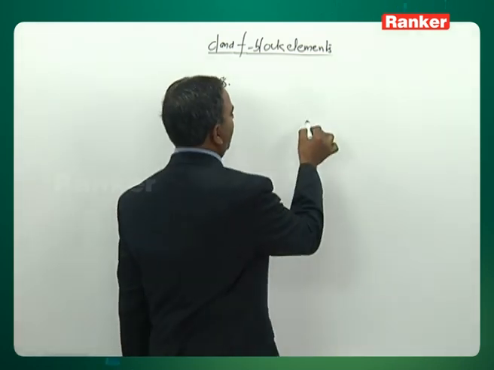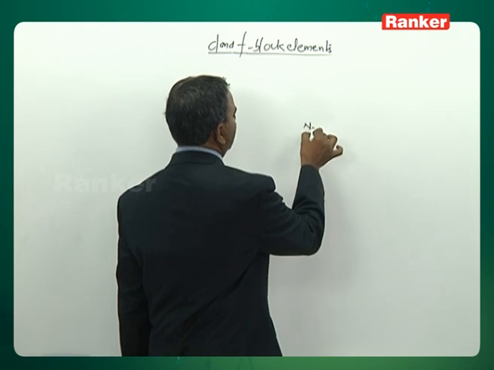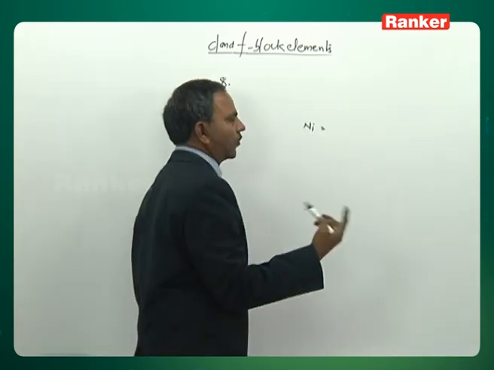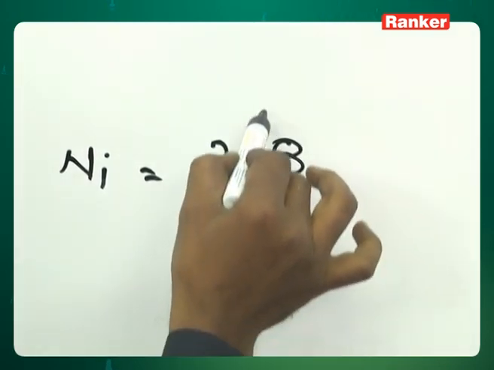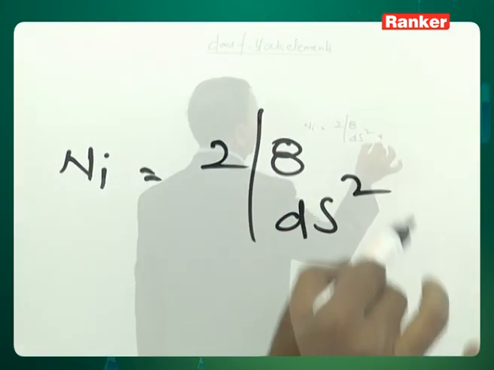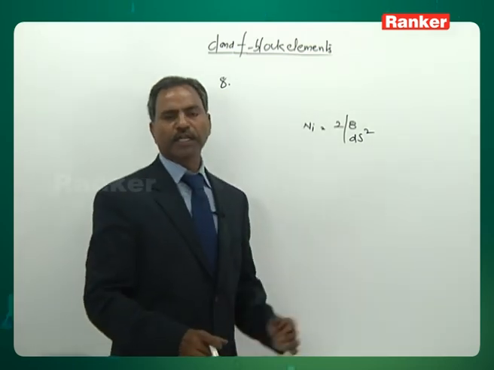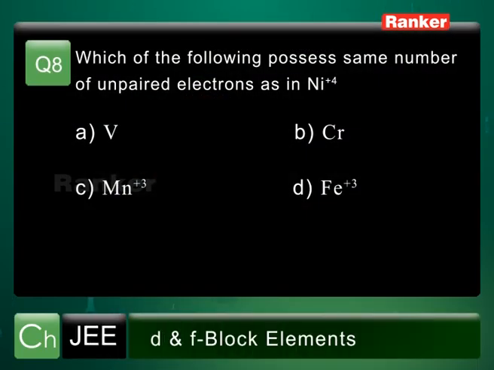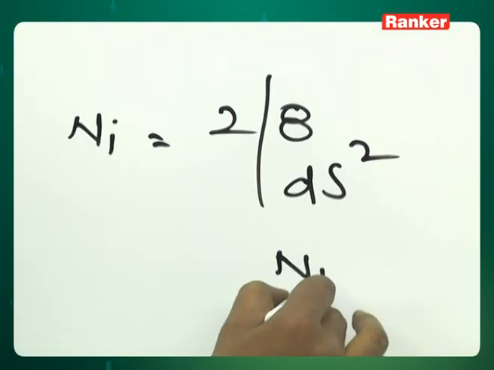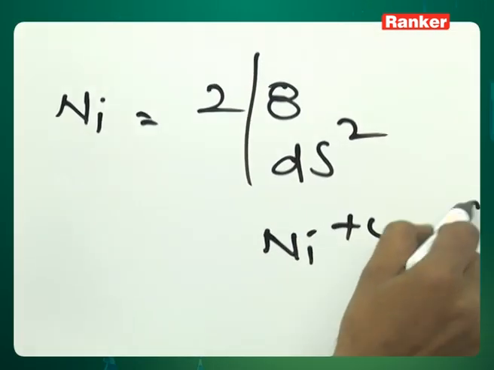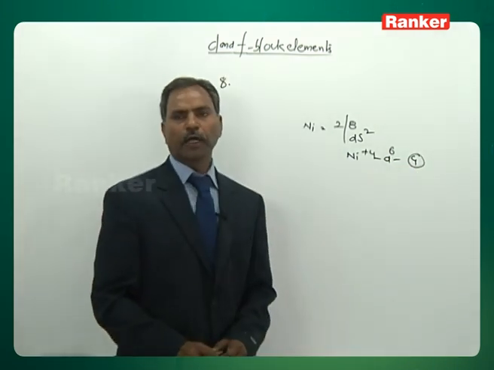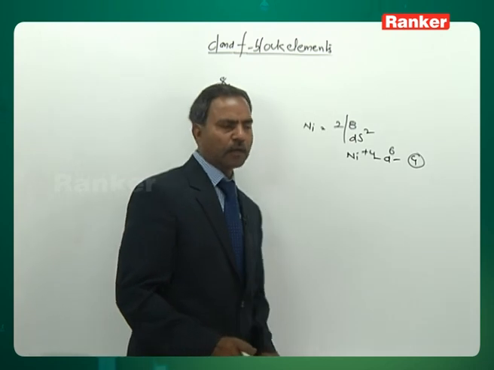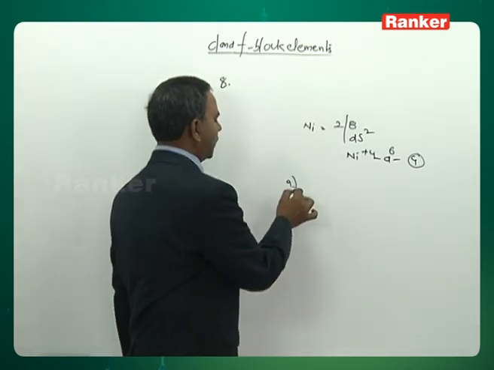I have already given you an easy way of finding the number of unpaired electrons. Nickel is 28. Put a line in the middle, then it will be d8 s2. For Ni4+, how many electrons are lost? 4. So Ni4+ is d6, and d6 means 4 unpaired electrons.